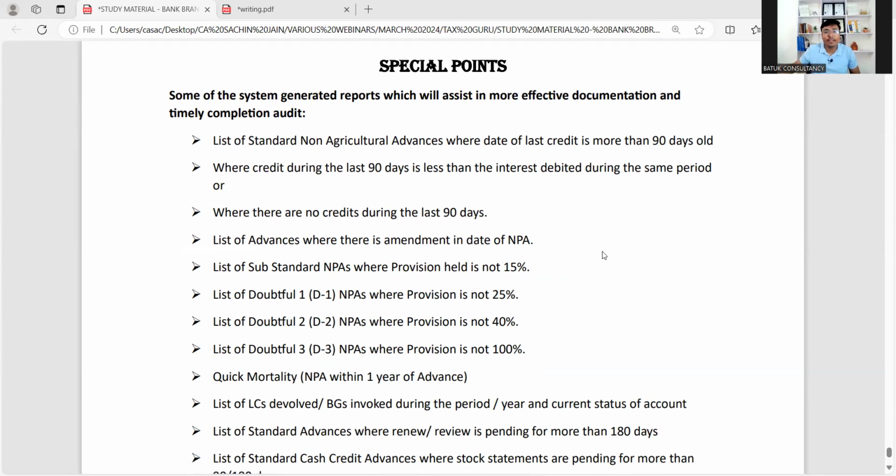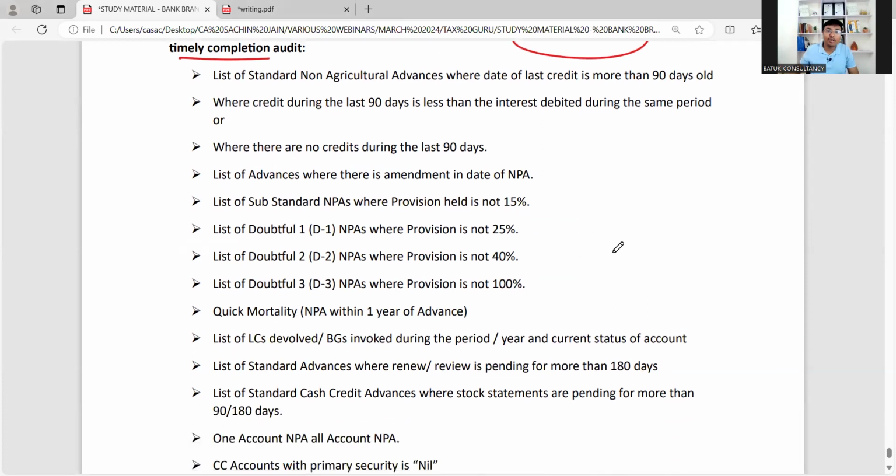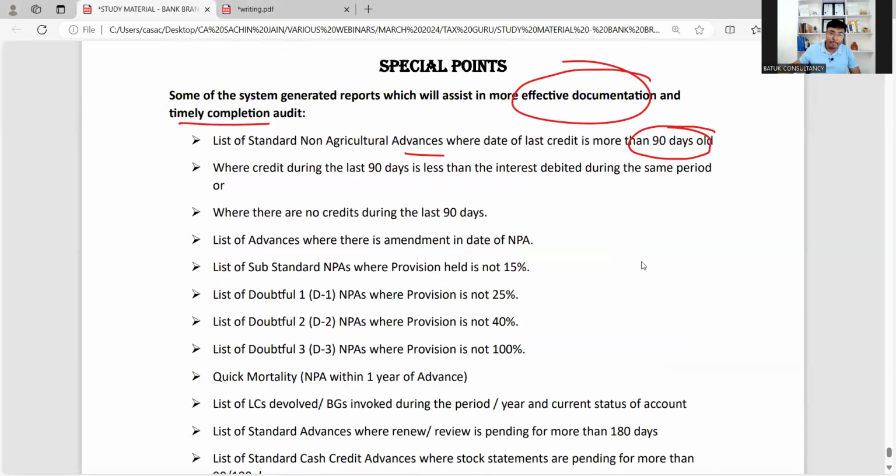Some system generated reports will assist you in more effective documentation and timely completion of the audit. I just want to discuss this topic. List of standard non-agricultural accounts where the date of last credit is more than 90 days, so that you can easily identify the NPA accounts and easily get the reason for non-payment. Where credit during the last 90 days is less than the interest debited during the same period, this type of report is also available in the core banking system.